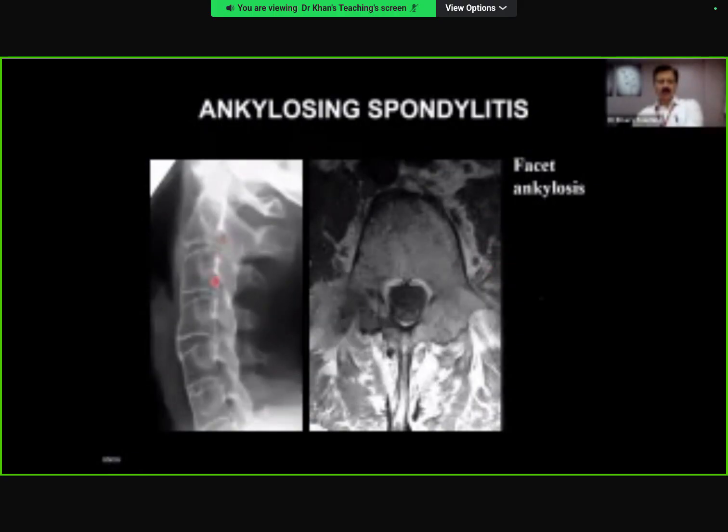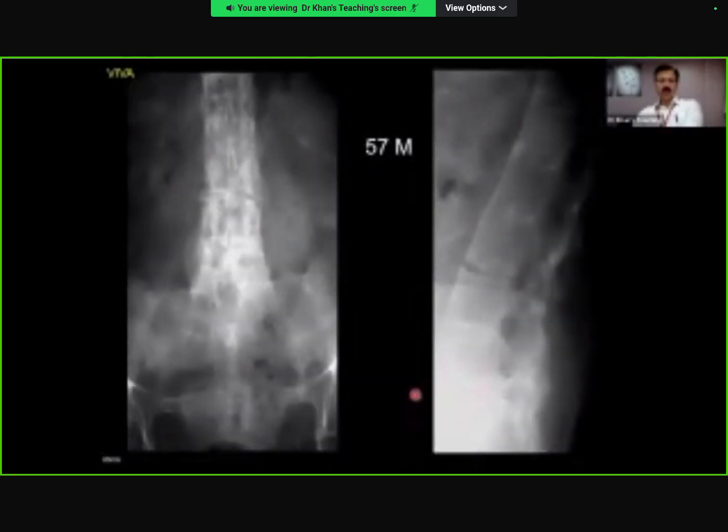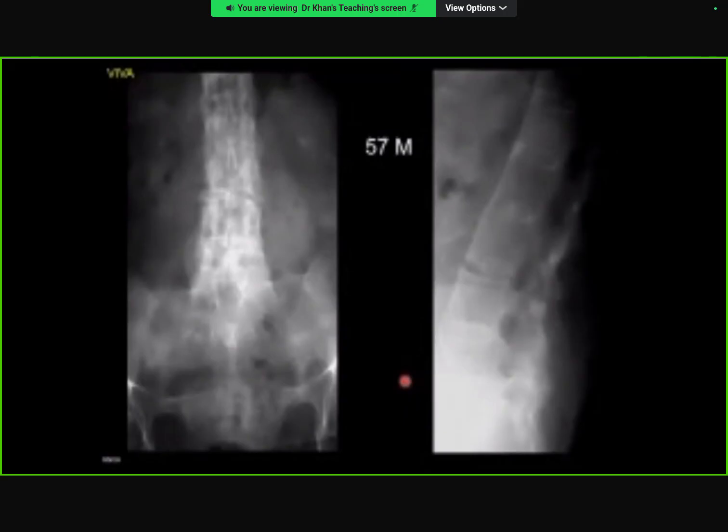And another example of posterior element disease. X-ray of an advanced case, completely ankylosed. These syndesmophytes, look at the facet joints. They are also, posterior elements are ankylosed. And when you see an MR axial, all facet joints are completely ankylosed. Similarly here also. Very, very, very important and good case for your exam.